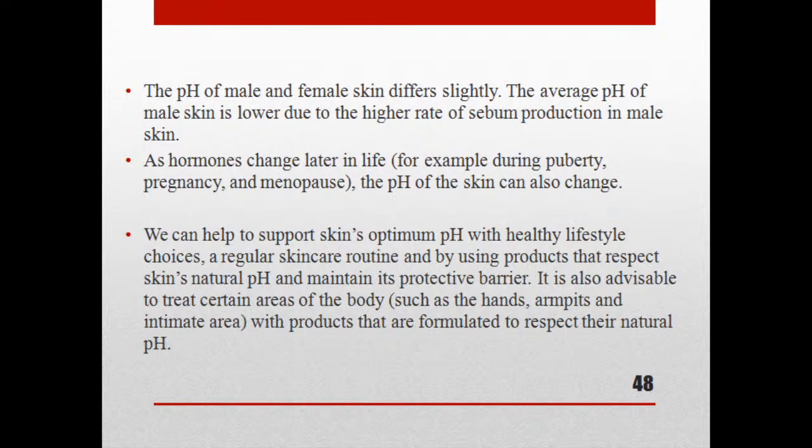We can help to support skin's optimum pH with healthy lifestyle choices, a regular skincare routine, and by using products that respect skin's natural pH and maintain its protective barrier. It is also advisable to treat certain areas of the body, such as hands, arms, and the intimate area, with products that are formulated to respect their natural pH.